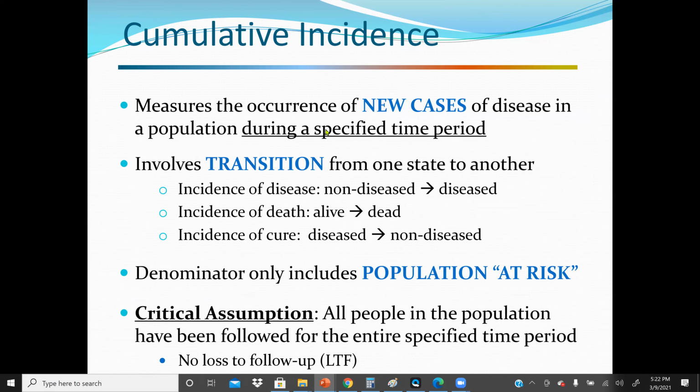With cumulative incidence, we measure the occurrence of new cases of disease in a population during a specified time period. This involves a transition from one state to another, for example from non-disease to disease, or from alive to death. The denominator is always the population at risk, because this is incidence. The difference is the time period. The critical assumption is that all people in the population have been followed for the entire specified time period, with no loss to follow up.